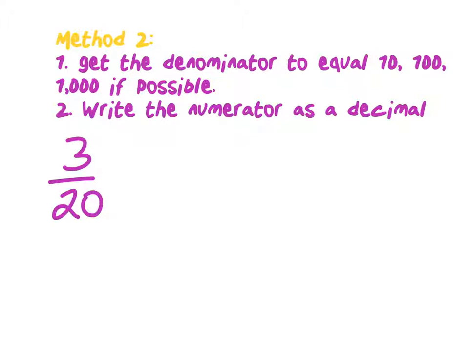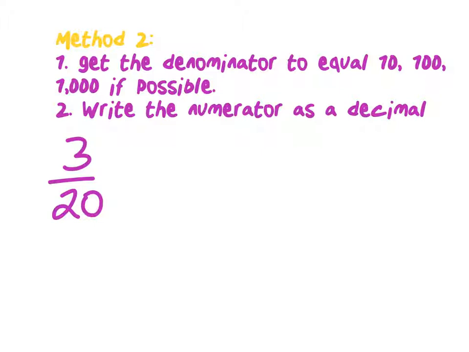is only going to work if you can recognize the denominator and see if you can get it to either 10, 100, or 1,000. If you can't do that, then this way isn't going to be as useful to you. So let's look at this one. Here we have 3 over 20. And we could do our normal way. We could do 3 divided by 20 if we wanted to. Or we could try it this way.